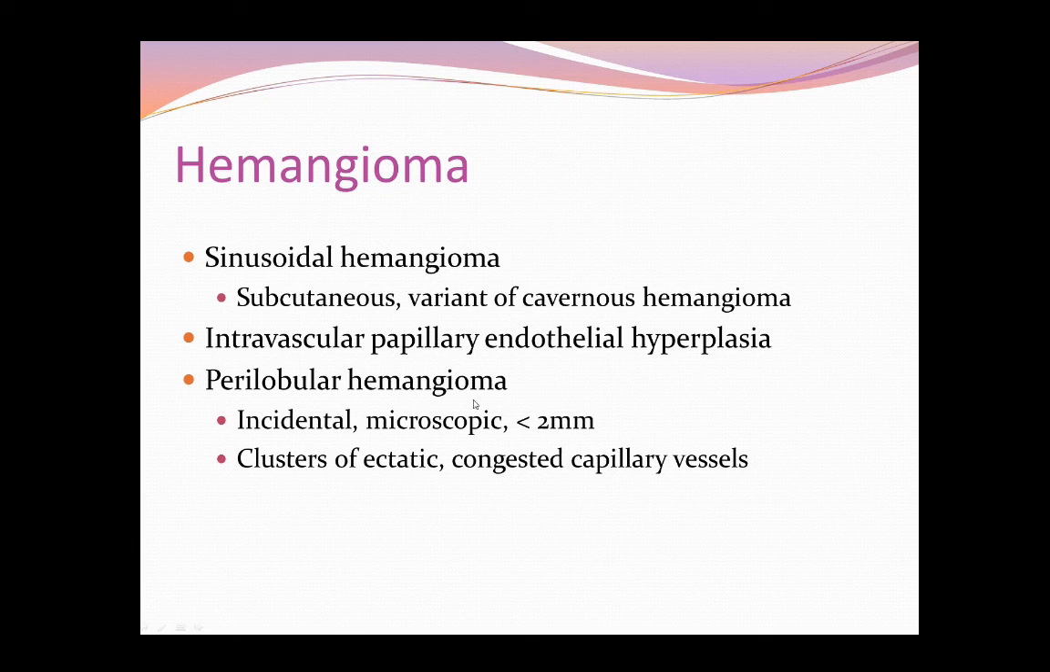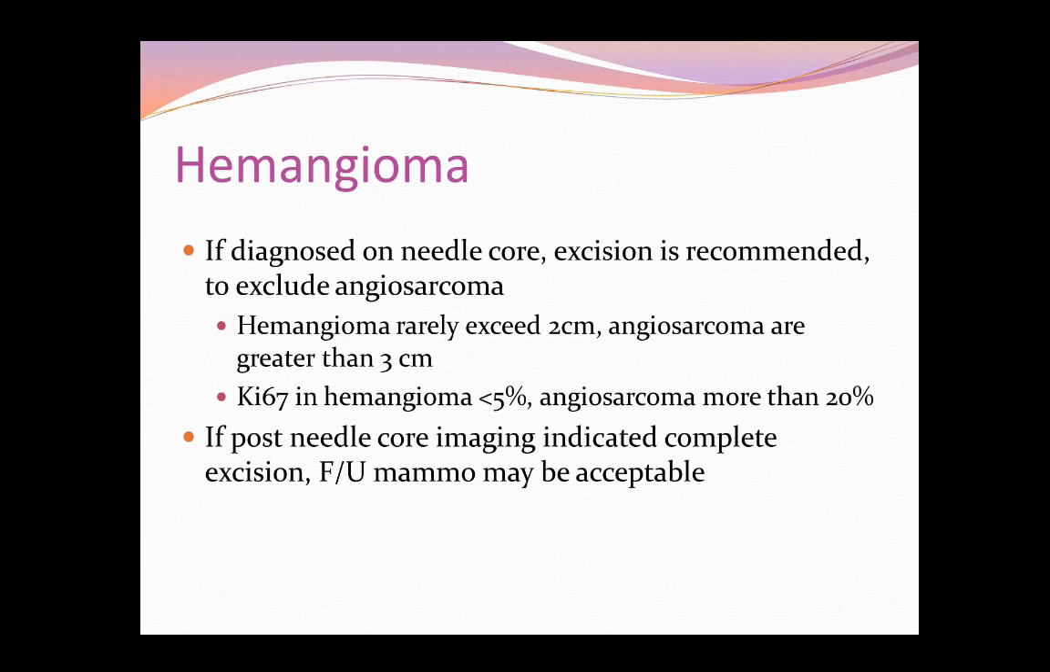Perilobular hemangioma, like the name, it can be perilobular or interlobular. It's usually an uncommon incidental finding. Microscopic, usually less than 2 millimeter, and it's clusters of congested capillary vessels. If there is a differential of hemangioma on the needle core, excision is recommended always to exclude angiosarcoma.